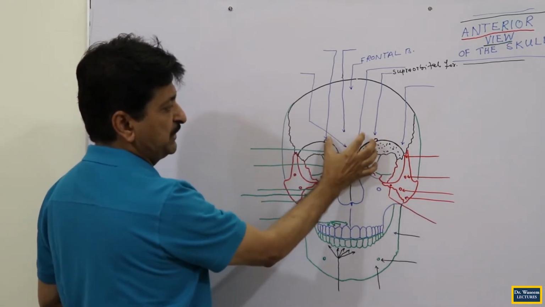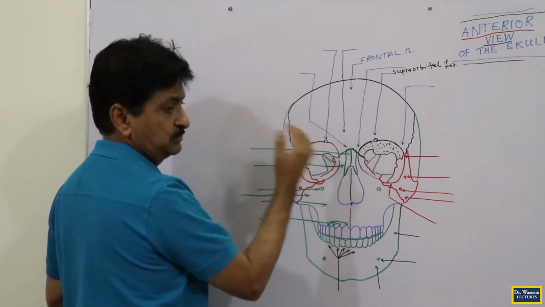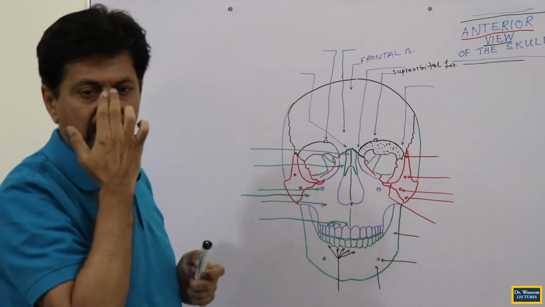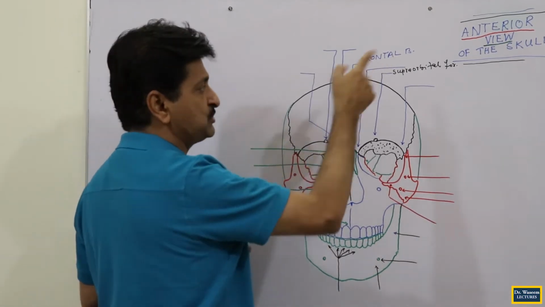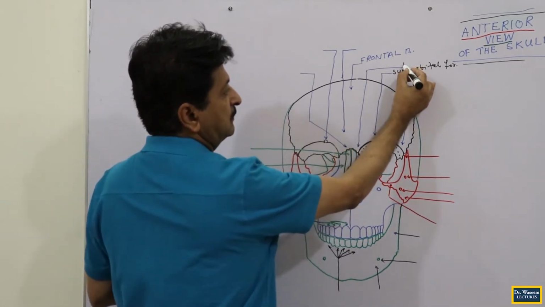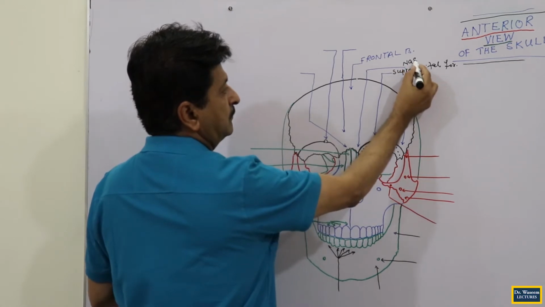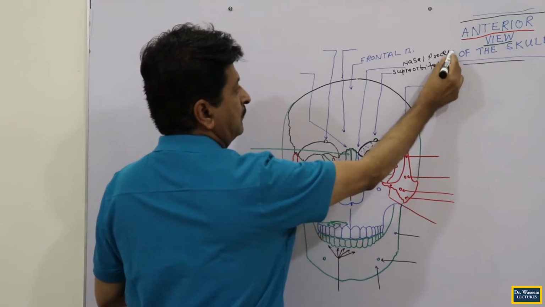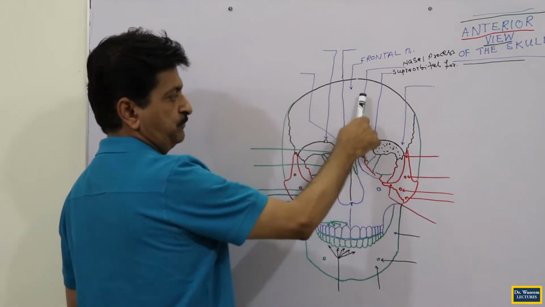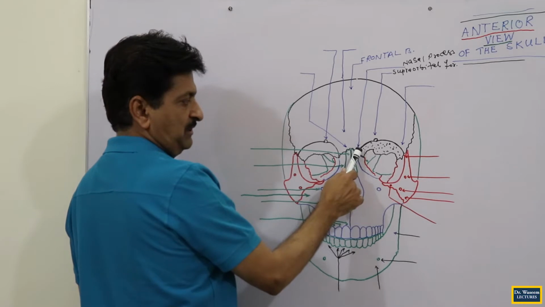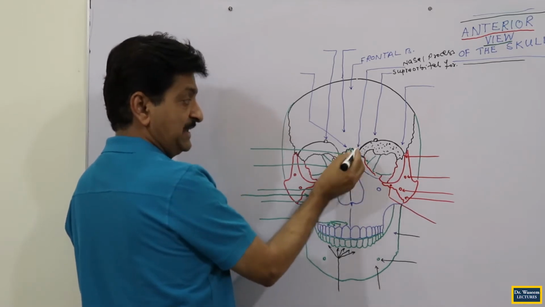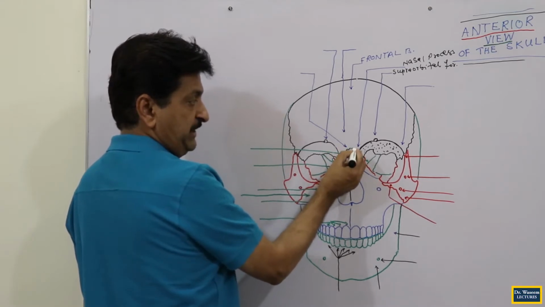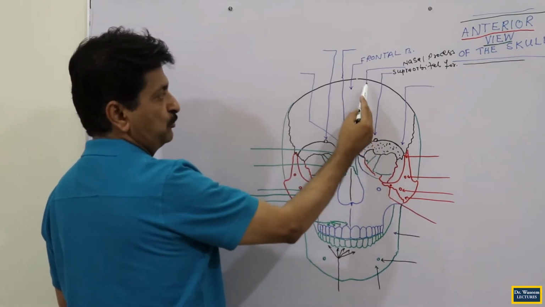Another thing: you see that the frontal bone is coming toward the nasal side also. It's a single bone, we told you that. It's coming toward the nasal side here, and this is the process. You call it the nasal process of the frontal bone. So nasal process of the frontal bone is coming from here. I told you that it's a single bone, but this is the nasal process of the frontal bone.